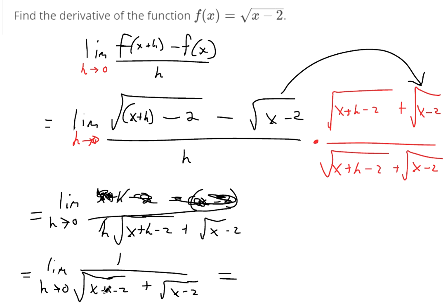As h approaches 0, this thing becomes the square root of x minus 2 plus the square root of x minus 2. Or it's the same thing added to itself, so put more simply, that's 2 square roots of x minus 2.